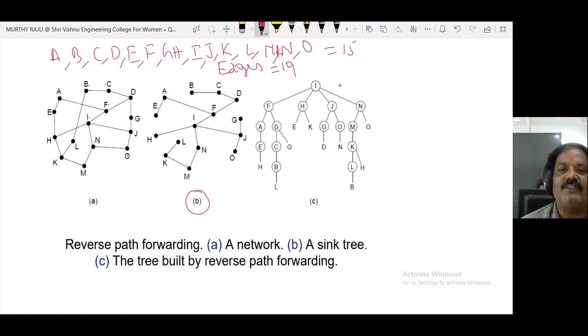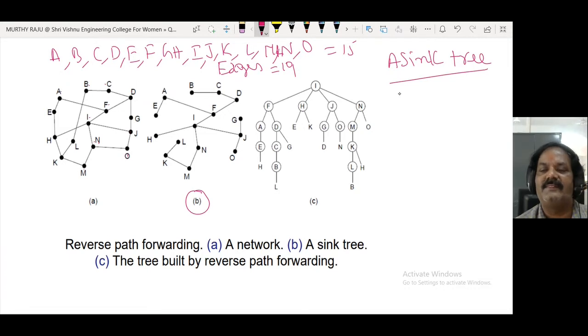The B graph is called a sync tree. A sync tree, or a subgraph of the main graph, has a number of edges equal to the number of nodes minus 1. Here n is 15 nodes, so 15 minus 1 is equal to 14.